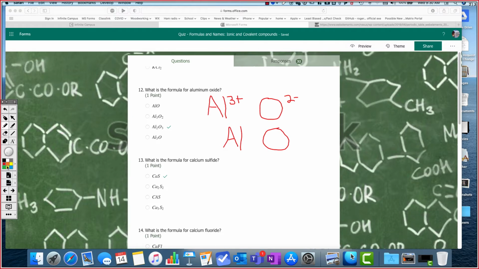And then we're going to do our crisscross method. We're going to take this 3, and it becomes the subscript for oxygen. A subscript simply tells you how many atoms we have. Do not put a charge for the subscript.